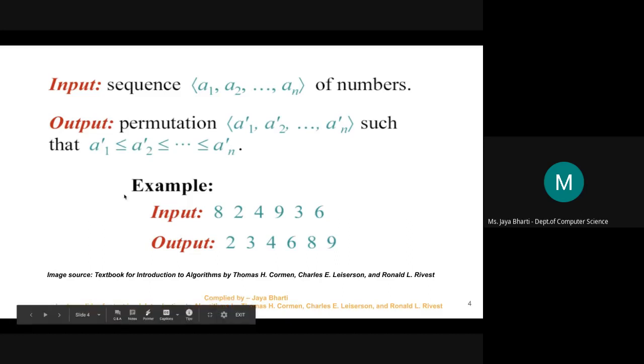Suppose this is your input sequence: a set of numbers is given, a1, a2, until an. You need to sort these numbers into increasing order. The output will be those numbers only. Whatever numbers are given in our input, the output will be those numbers only, but only the order will change. The order is changing, meaning that it will be a permutation of the given input. So in the output you want the permuted data, which will be in increasing order.